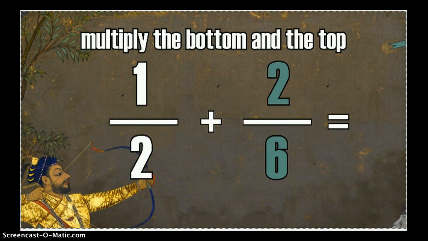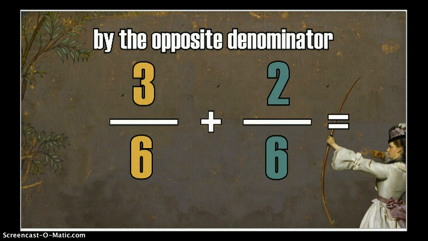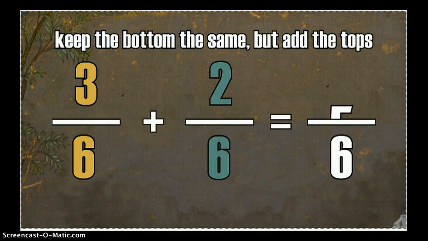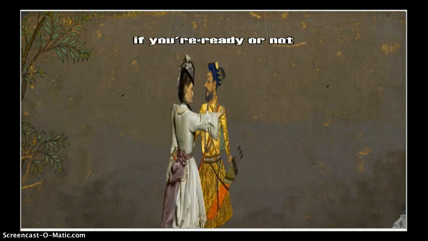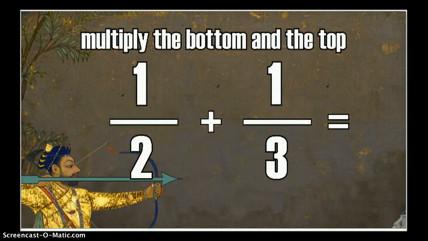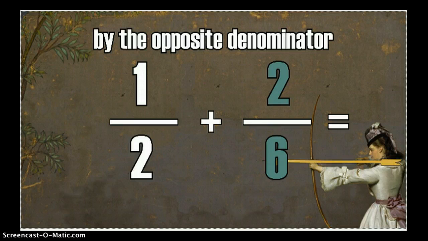Multiply the bottom and the top by the opposite denominator. Keep the bottom the same, but add the top. We aim steady, add it if you're ready or not. Multiply the bottom and the top by the opposite denominator.